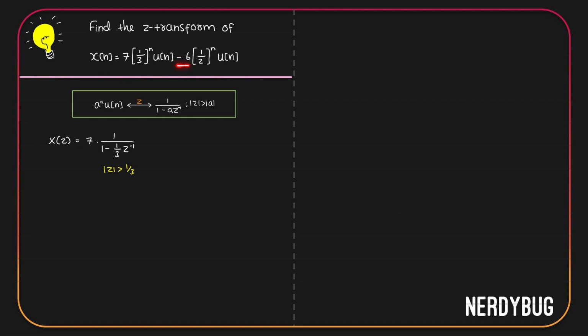The second term is minus 6 times 1 by 2 raised to n u of n. So we can write minus 6, a here is 1 by 2. So its z transform will be 1 by 1 minus 1 by 2 z inverse. Here also magnitude of z should be greater than magnitude of a. So we can write magnitude of z should be greater than 1 by 2. So magnitude of z should be greater than 1 by 3. It should also be greater than 1 by 2. So the common region is magnitude of z being greater than 1 by 2.